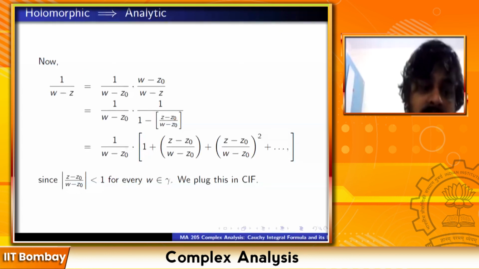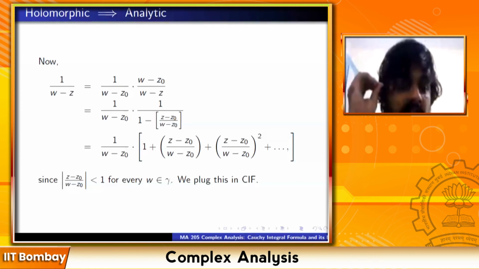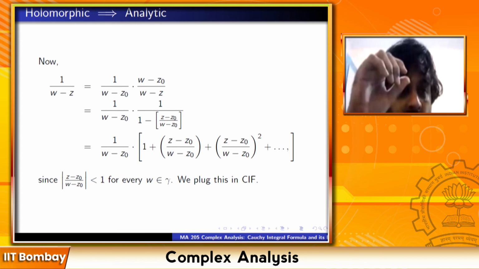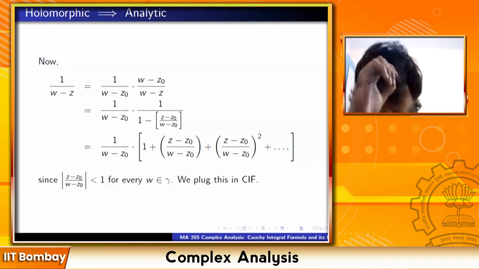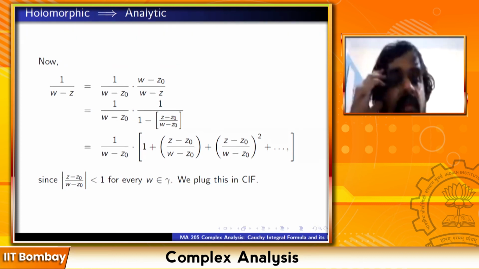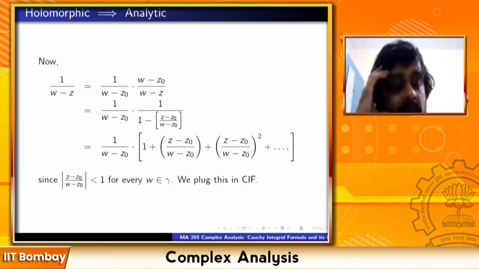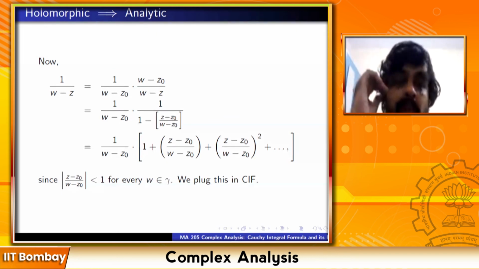The modulus of (z minus z naught) upon (w minus z naught) is indeed less than 1, because z is in the interior of the circle and w is the point on the circle. So z minus z naught has strictly smaller magnitude than w minus z naught for all points w inside gamma. The numerator has modulus less than small r, the denominator has modulus equal to small r, so the ratio is less than 1.